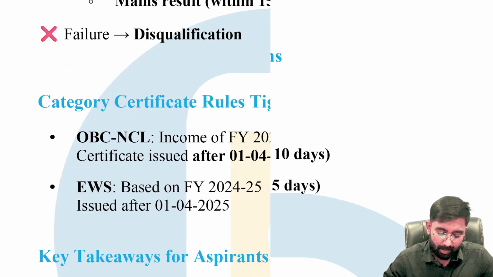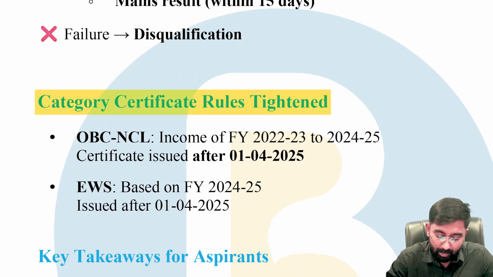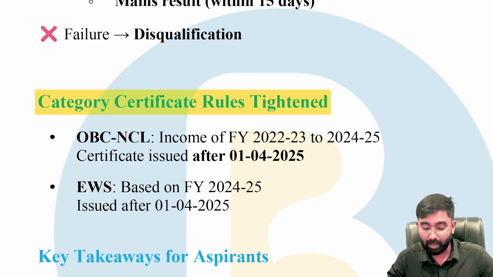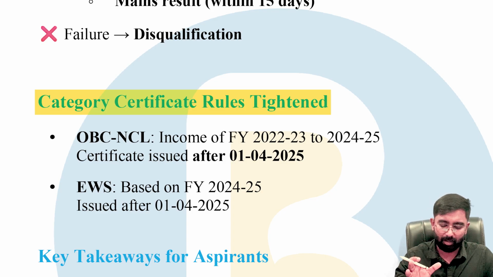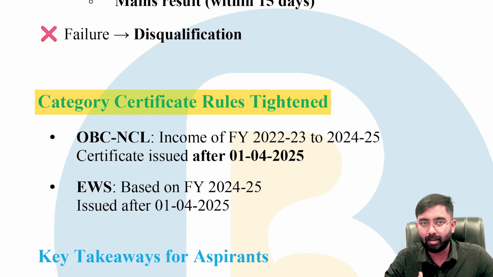That is also there. Next is with respect to category certificate rules being tightened, where you can see that for OBC NCL, the income of financial year 2024-25 is basically the timeline that it has mentioned. So only a certificate issued after 1st of April 2025 is applicable.